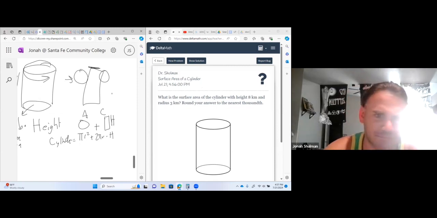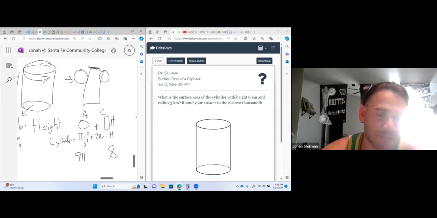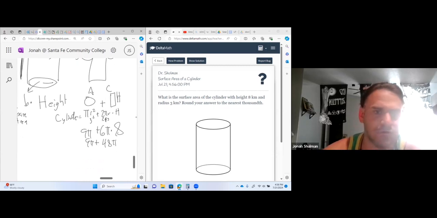Height of 8 kilometers. And we know that the radius is 3. So this is 3 squared, which is 9 pi's. That's for this one. And then we have 2 times 3 times pi. Well, 2 times 3 times pi is 6 pi's, times 8. So I have 48 pi's plus 9 pi's. Notice I'm keeping the pi's for the end, for the surface area.